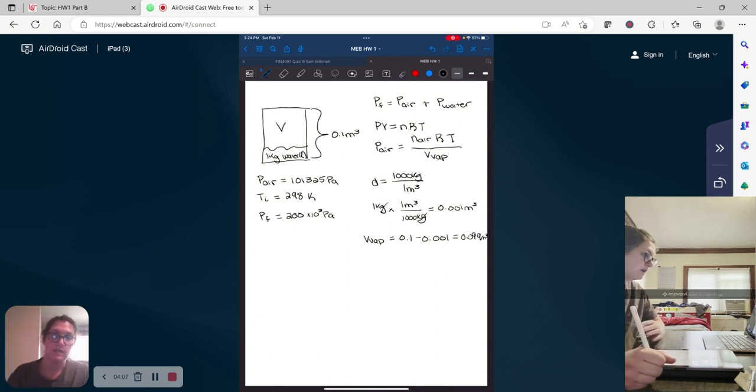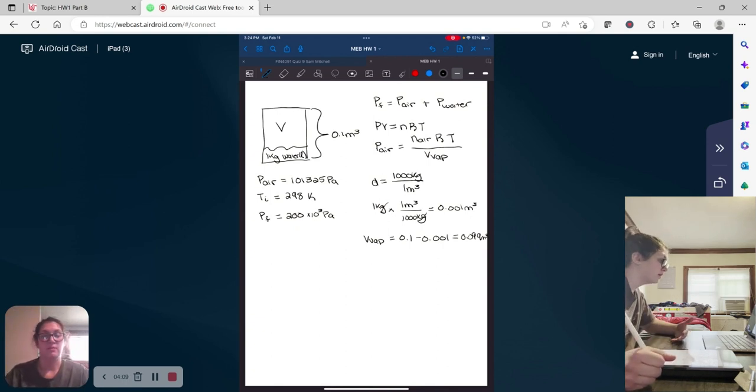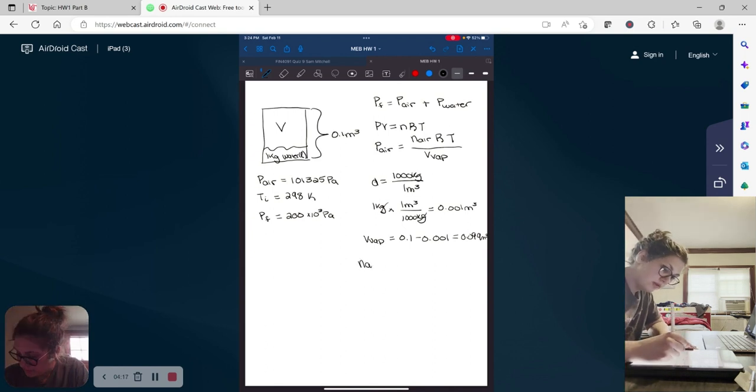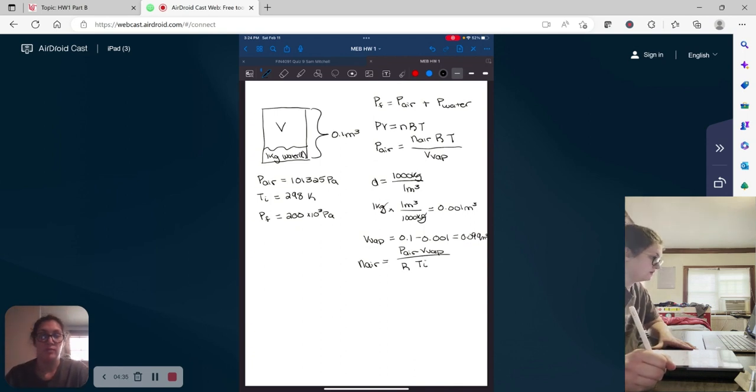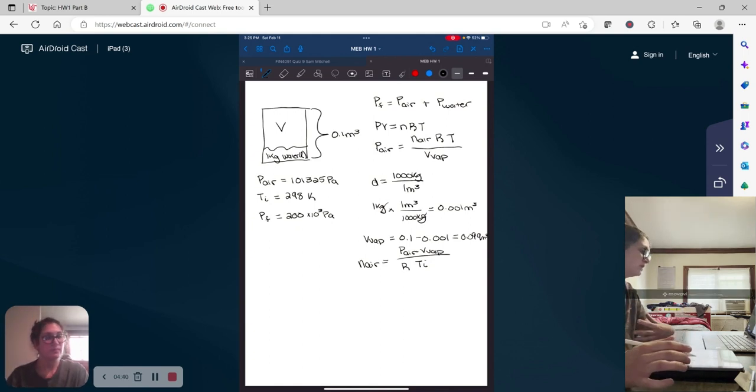And again, we can turn to the ideal gas law, but since this time we are interested in the moles, we will divide both sides by the constant and the temperature. So this will give us moles of air is equal to partial pressure of air times the volume of the vapor all over the constant times the initial temperature. So now we know every value for our partial pressure of air equation and would be able to get that value as an output.